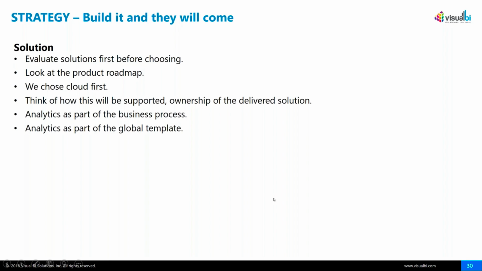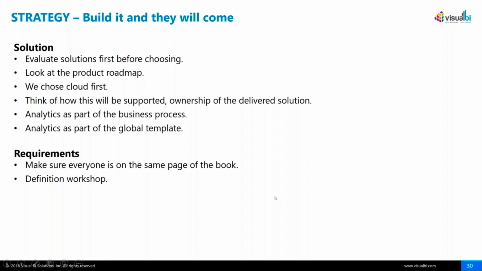So look at the product roadmap. And again, I'm not going to read through all of this, but this is really important. Have analytics as part of your global template and as part of your business processes. In our testing today, as we work towards our S4 piece, the process does not end until the analytics is run related to that. That's really important. Make sure that everyone's on the same page of the book when it comes to requirements.